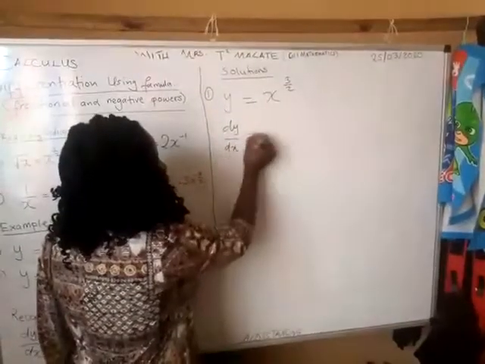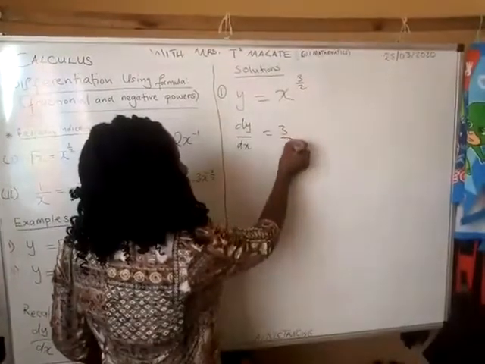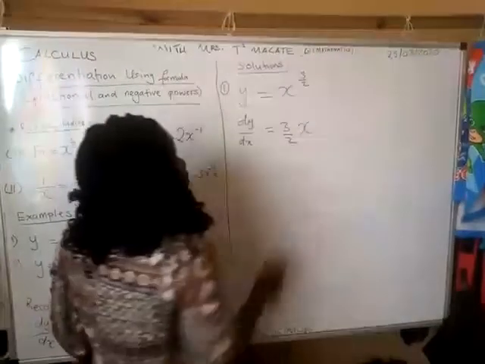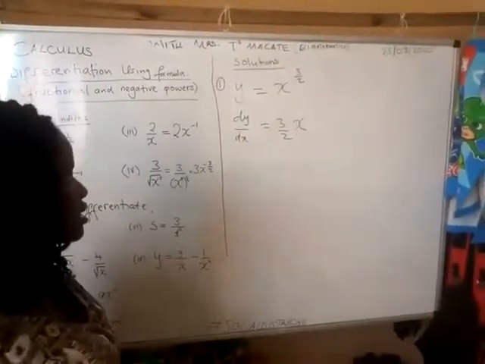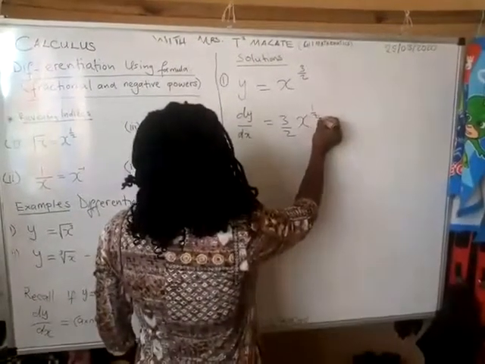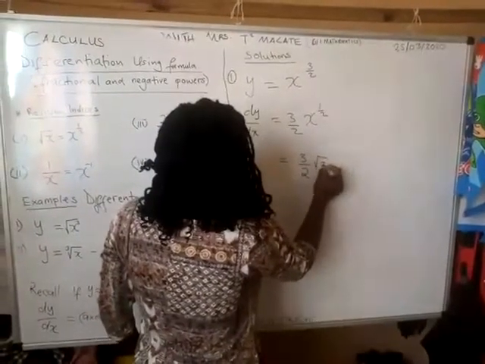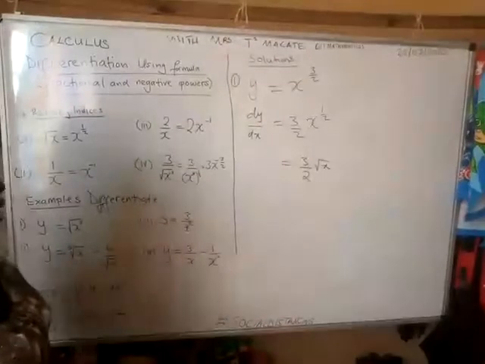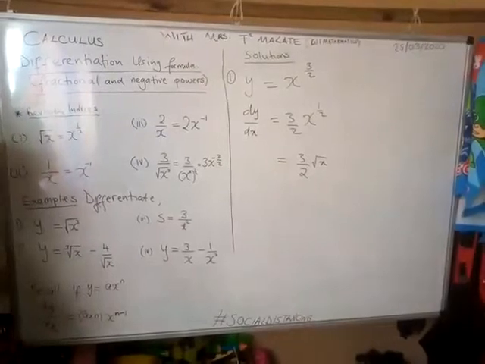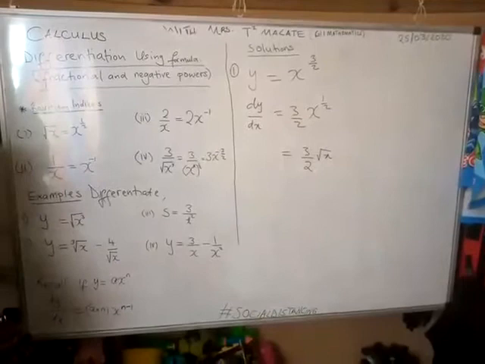our dy dx then becomes the coefficient times the power. So it's 1 times 3 over 2, which is just 3 over 2 x, and then 3 over 2 minus 1, because when differentiating the power reduces by 1, we're going to have 1 over 2, which is the same as 3 over 2 square root of x. So we have differentiated y is equal to the square root of x to the power 3 after expressing it in a much more friendly form.